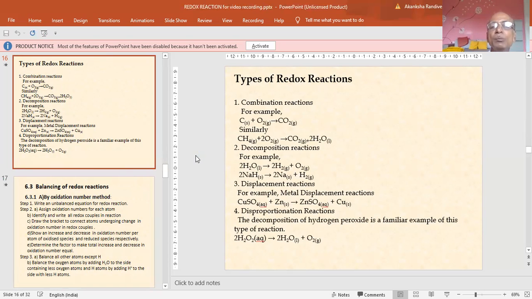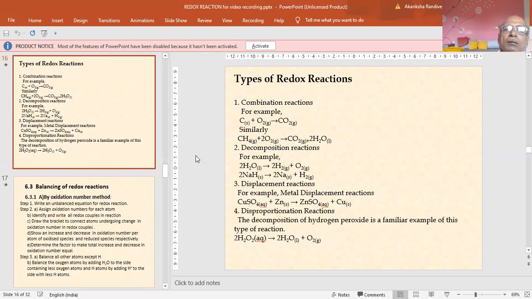Similarly, when methane gas burns, the burning process takes place with oxygen. So methane CH4 gas plus twice of O2 gives CO2 gas plus twice of H2O liquid. Again, this is a reaction of combination type. So this is a combination redox reaction. Methane reacts with oxygen to give carbon dioxide and H2O. This is a redox reaction, and this is a combination type of reaction.